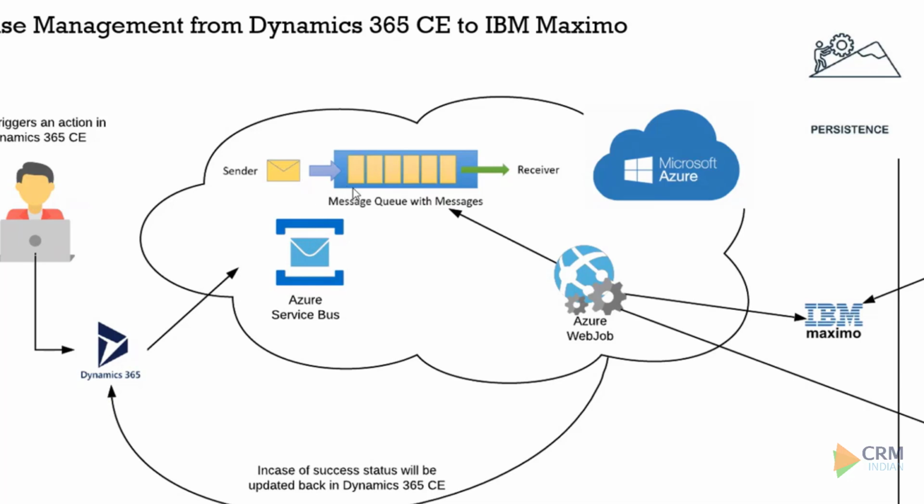Once the message is pushed into the queue, we have an Azure web job that runs every 5 minutes and looks for new messages in the Azure Service Bus. Once a new message is there, this Azure web job will read that message and try to create the record in the third-party IBM Maximo tool. The complete thing is there in the Microsoft Azure cloud. Inside the Azure Service Bus we have created a queue, and the Azure web job is also configured within the Microsoft Azure cloud platform.